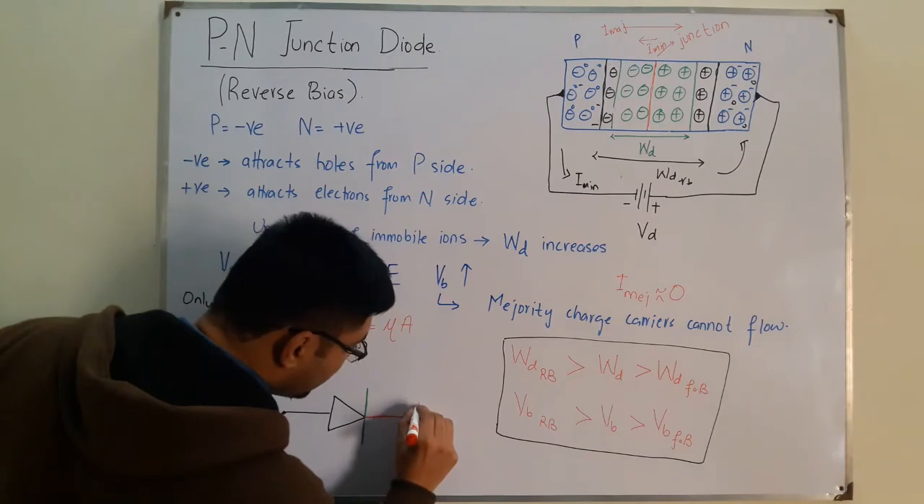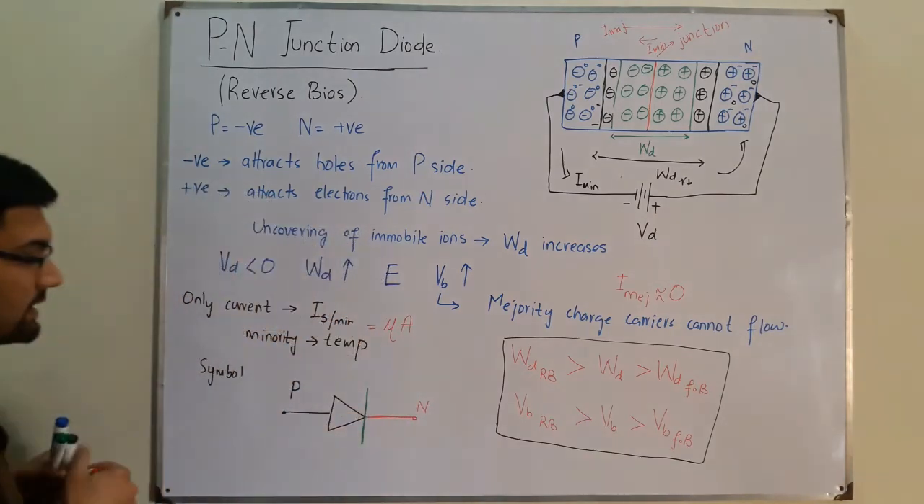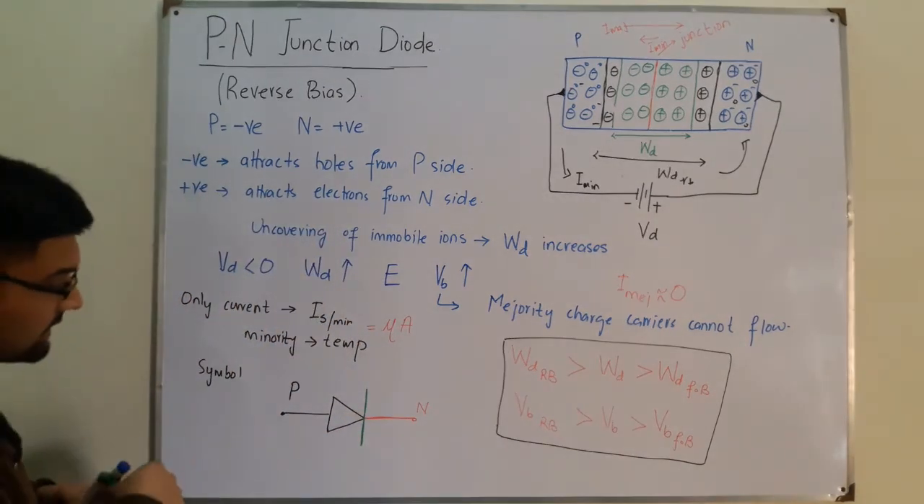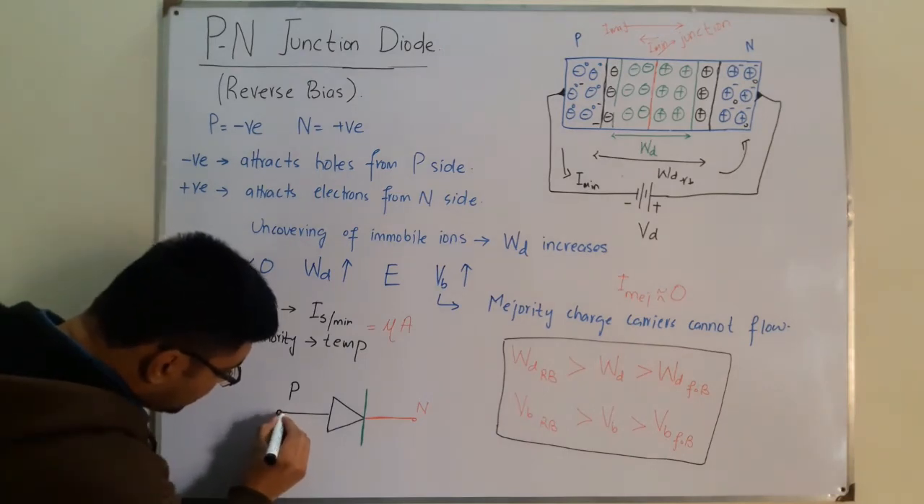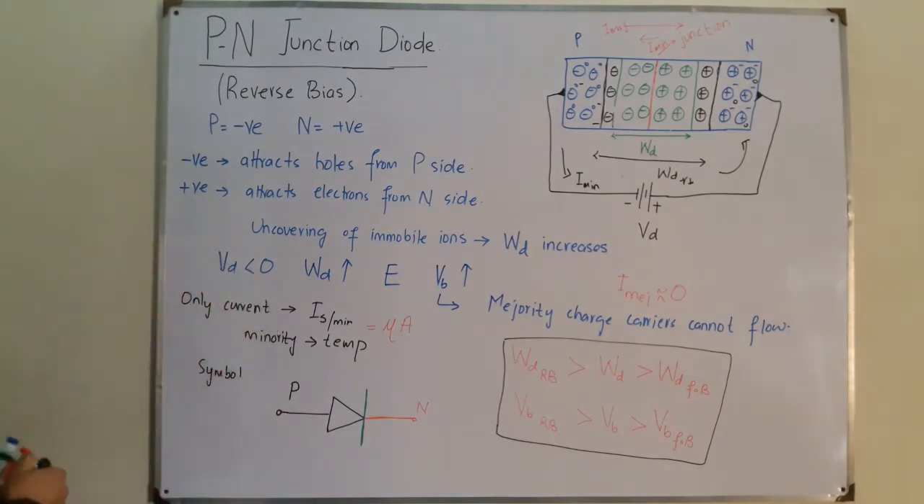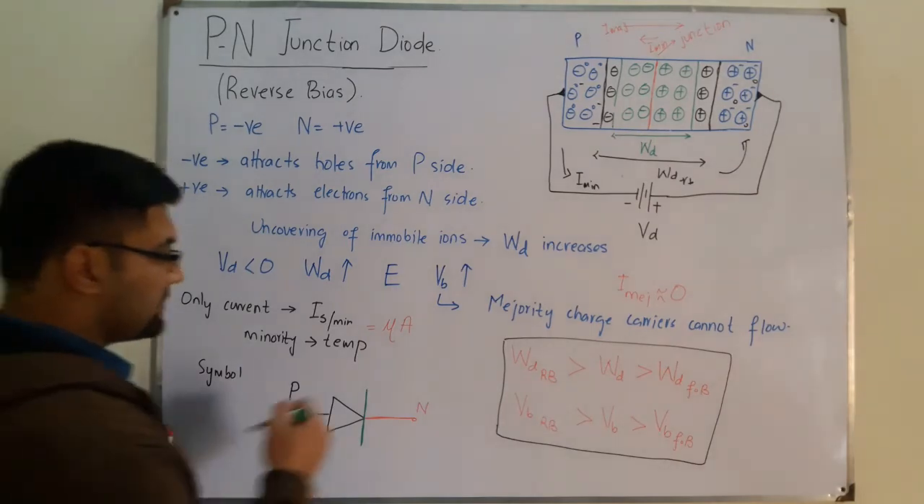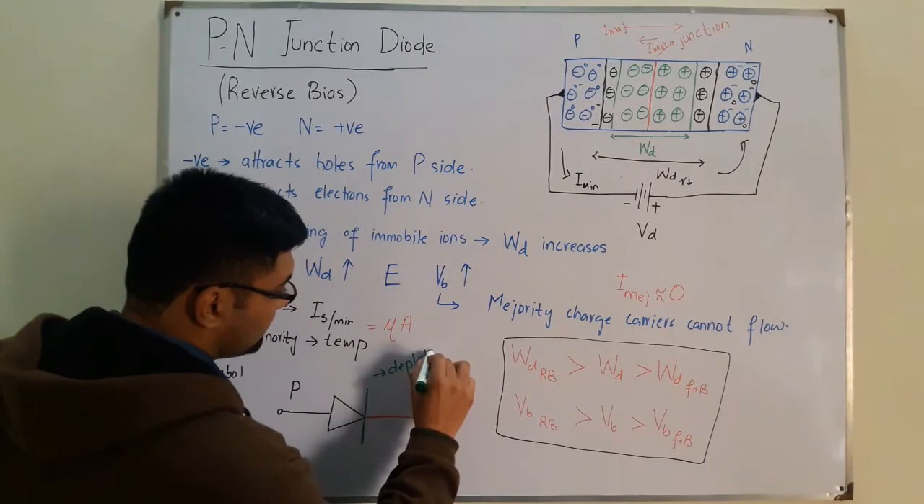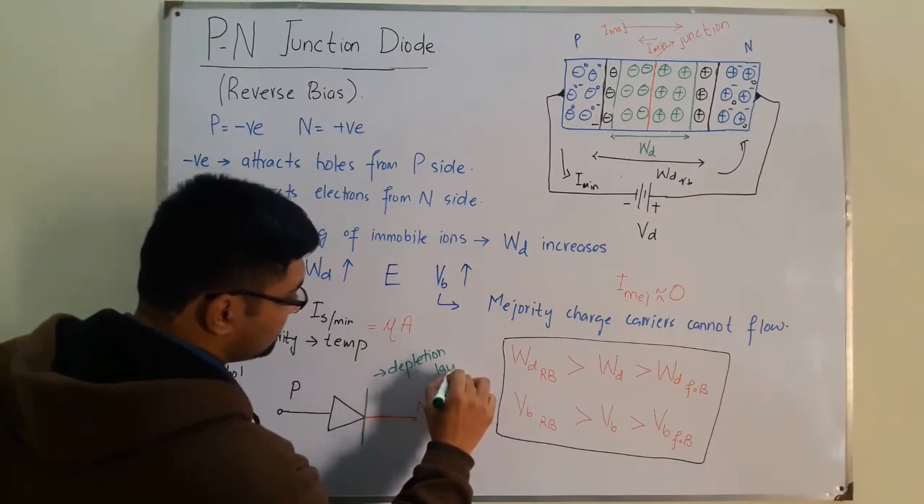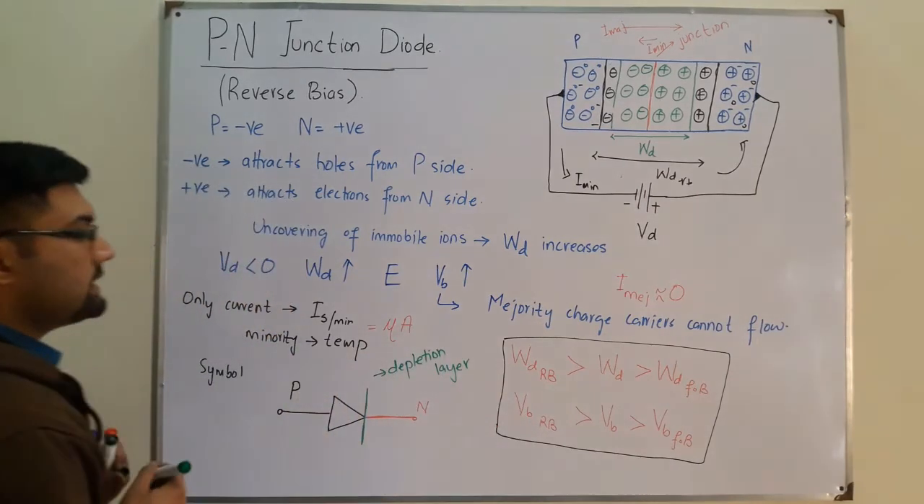This is the terminal, right? This is the N-type material. The black is the P-type material. Let me draw the terminal by an open. This will now be clear. And the green color, this represents the depletion layer. So that's all about it.